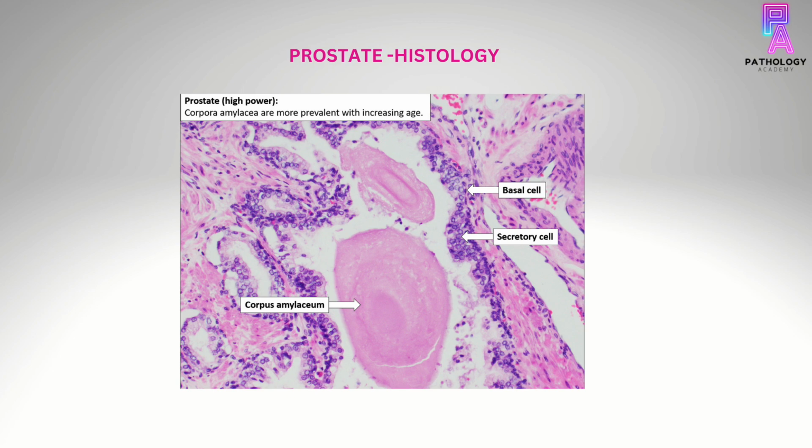Coming to the histology of prostate. Prostate is formed of glands and fibromuscular stroma. The glands are lined by two layers of epithelium, the basal layer and the secretory cell layer. There is presence of corpora amylacea, as depicted in the image, in the prostate.